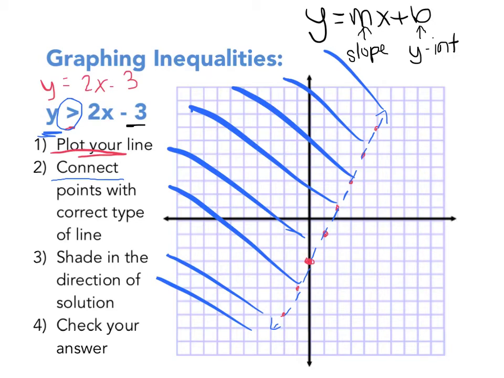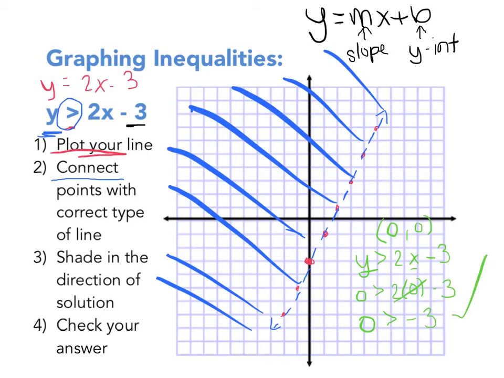So how you check is you pick your point. I'm going to pick 0, 0. And then I just plug those values into my inequality. So I plug my y and my x, and they both happen to be 0. So 0 is greater than 2 times 0 minus 3. 0 is greater than negative 3. And that's true. So we did this correctly. We shaded in the correct direction.